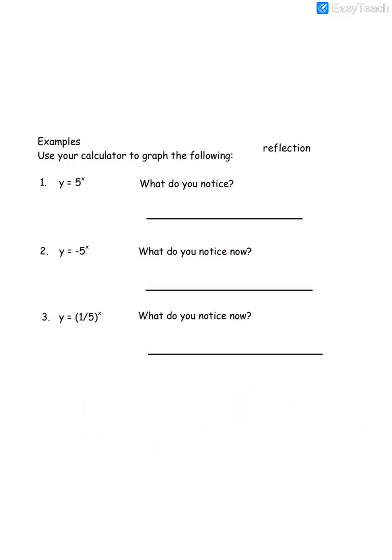So like we're going to try this one. Use your calculator to graph the following. So I'm going to hit y equals. I'm going to clear everything out. And under y1, I'm going to do 5 caret x. And then I'm going to hit the graph button. So what do I notice now? It gets even closer. Closer to the y-axis.